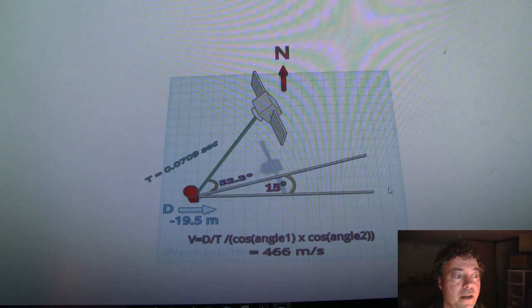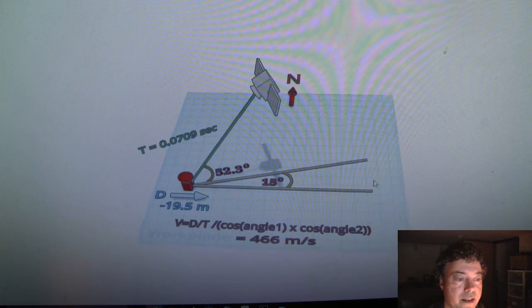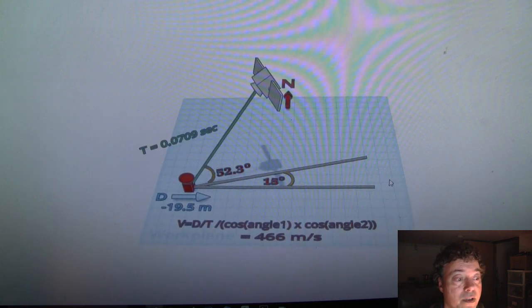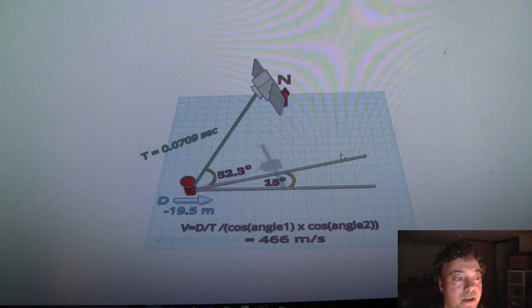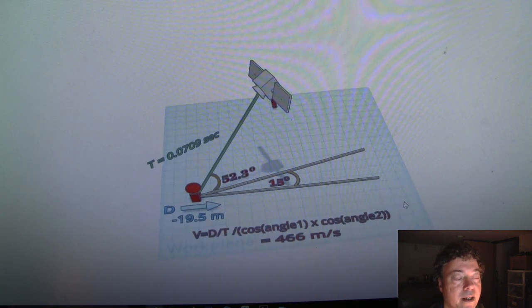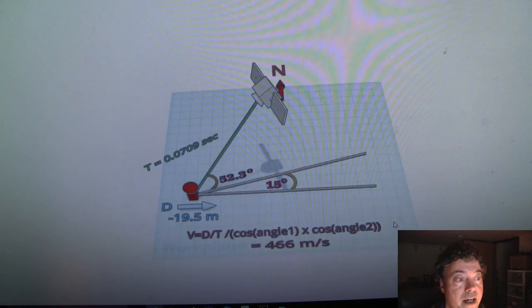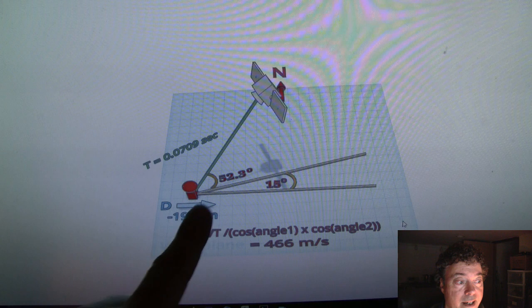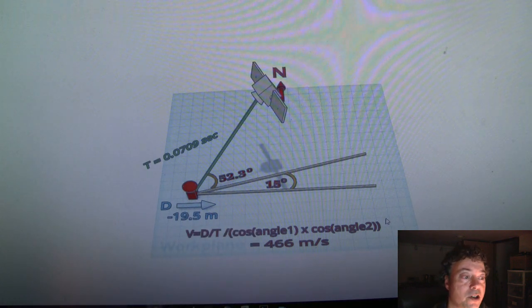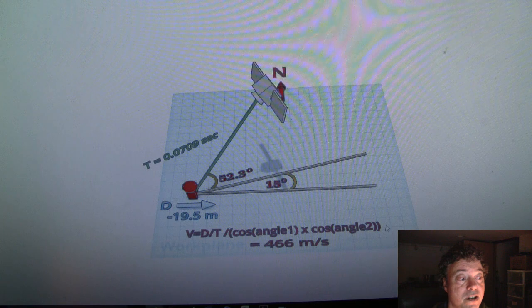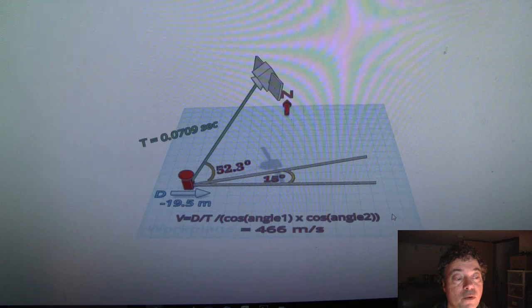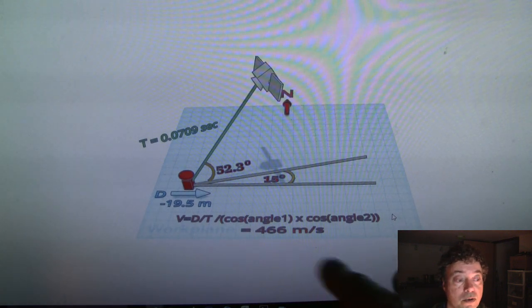Just to show another example, this is also with the PRN-13 satellite and the GLPS receiver, but in this case we're looking at it at 1430 UTC hours, so the satellite is already on the east side of the Galapagos Islands. So the Galapagos receiver is now approaching the satellite. Also, the satellite is much higher in the sky. It's at 52.3 degrees in relation to the receiver, and it's also 15 degrees out horizontally. And in this case, the distance traveled in the propagation time between the satellite and the receiver is 19.5 meters. So if we plug that into our calculation below, we get, in this case now, 466 meters per second, which is a very good match to the actual rotation rate.